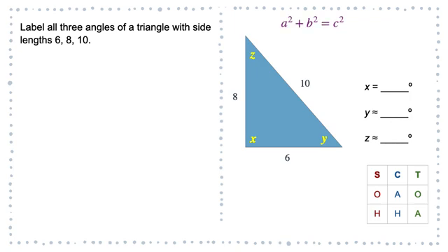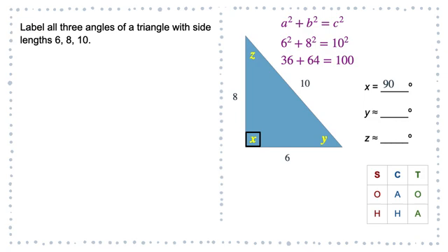If a squared plus b squared equals c squared, then according to the converse of the Pythagorean theorem, this would be a right triangle. So let's plug in our values for a, b, and c, where c is always the longest side length. And let's square these numbers, 36 plus 64, and check. What is the sum of 36 and 64? It's 100. So because this is a true statement, I know that x is indeed 90 degrees, and this is in fact a right triangle.